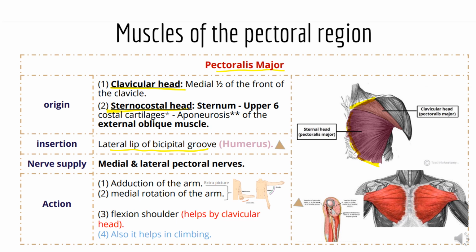Nerve supply is from the medial and lateral pectoral nerves. Regarding the actions, the sternocostal head does adduction and medial rotation of the arm, while the clavicular head also flexes the shoulder. This muscle also helps in climbing. So in the coming slide we will see another question: give the origin, insertion, nerve supply and actions of muscles of climbing.